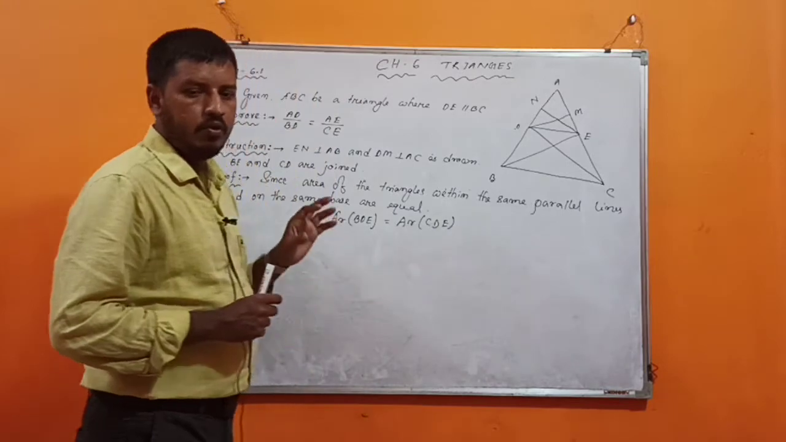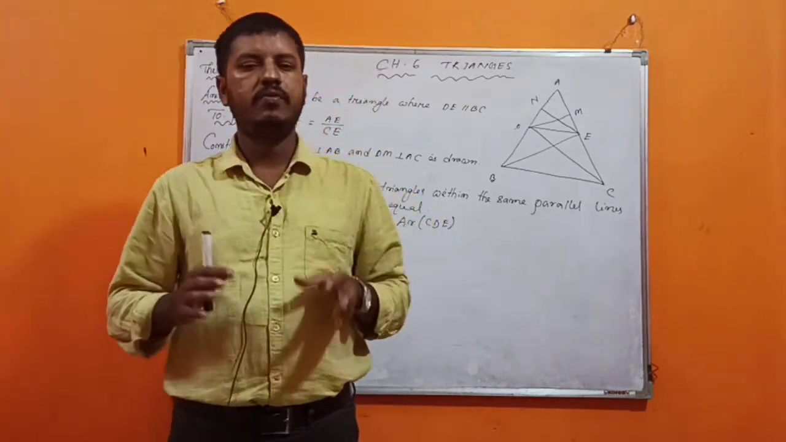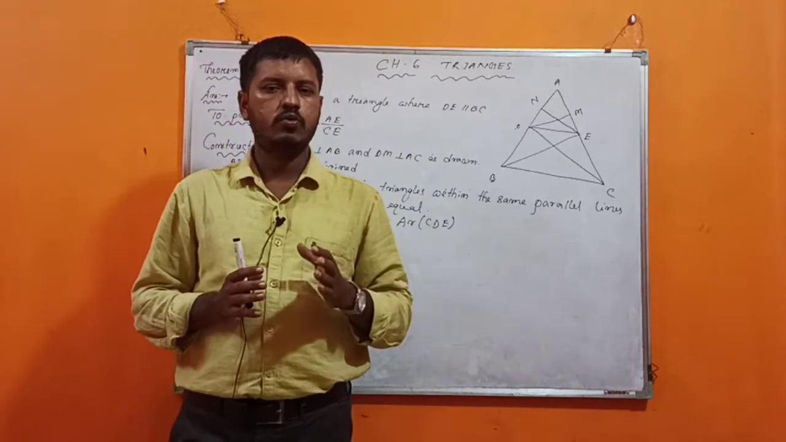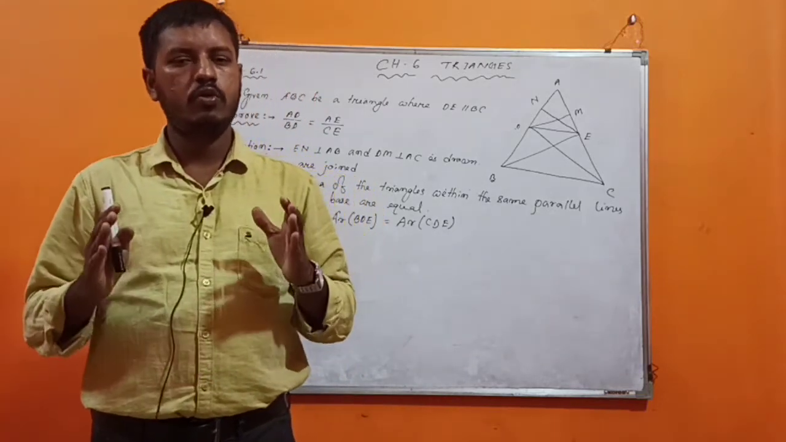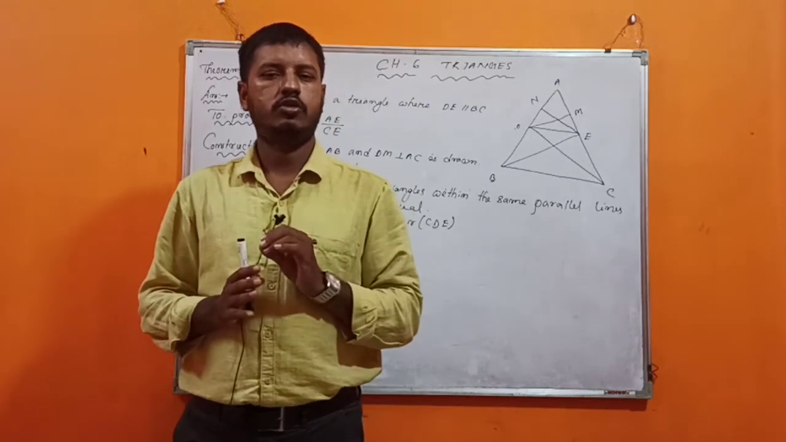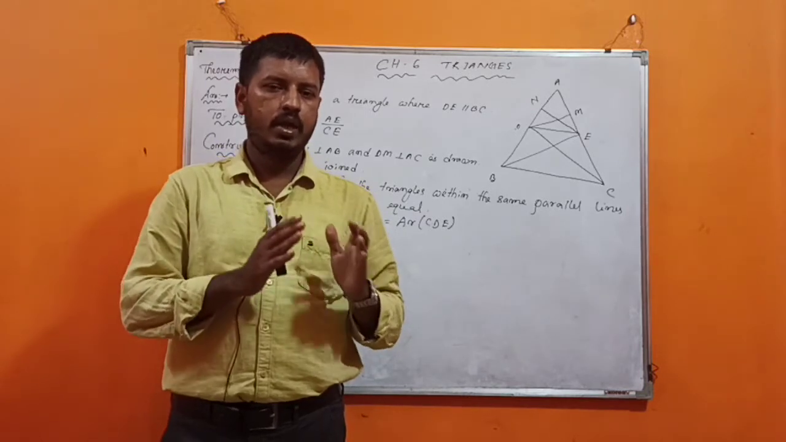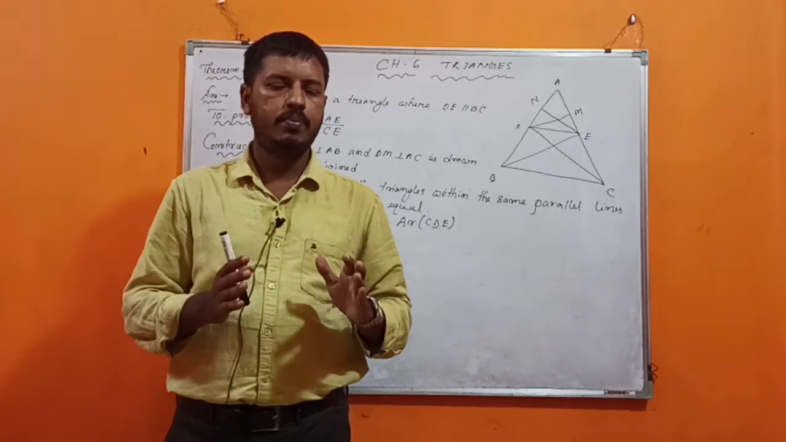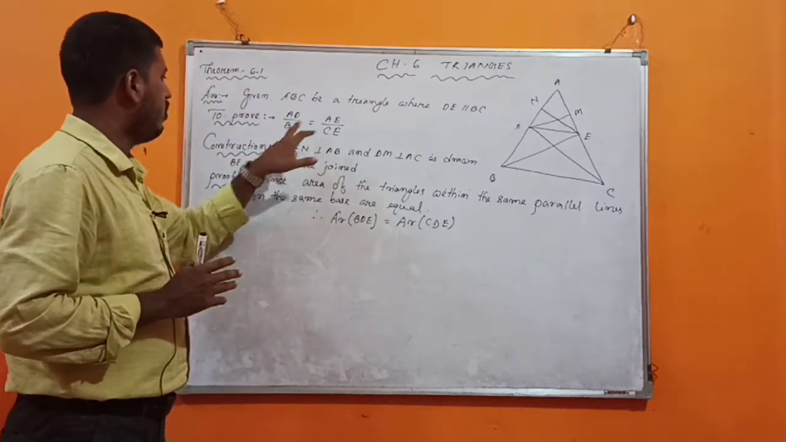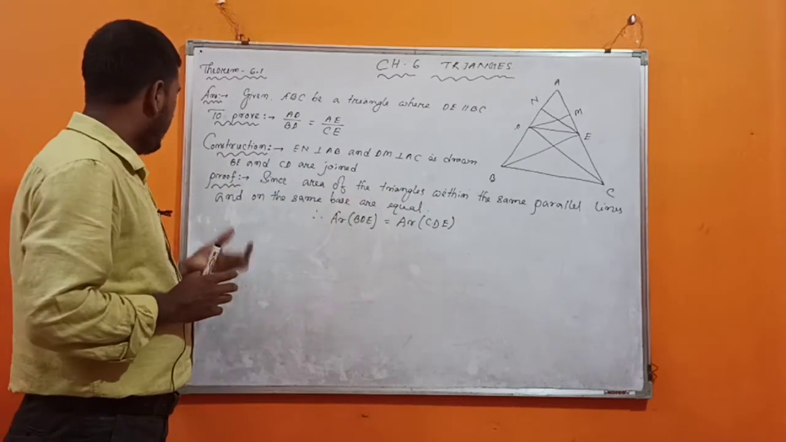Before starting the proof, I am saying the things again. In our theorem it is given that if a line is drawn parallel to one side of a triangle intersecting the other two sides at two distinct points, we are to prove these two points divide the other two sides in the same ratio. So the answer part will be: given ABC be a triangle where DE is parallel to BC. To prove AD by BD equal to what? AE by CE. The construction part is what I have just said, and then the proof.